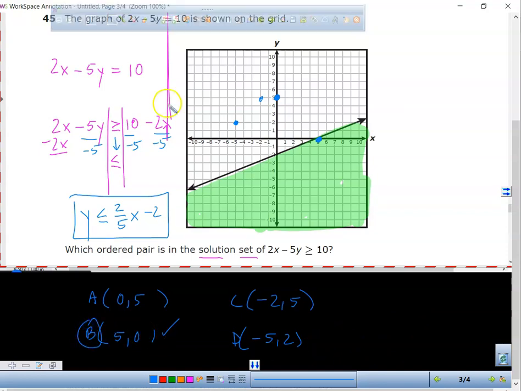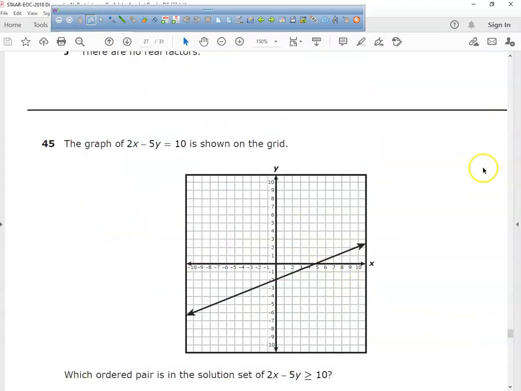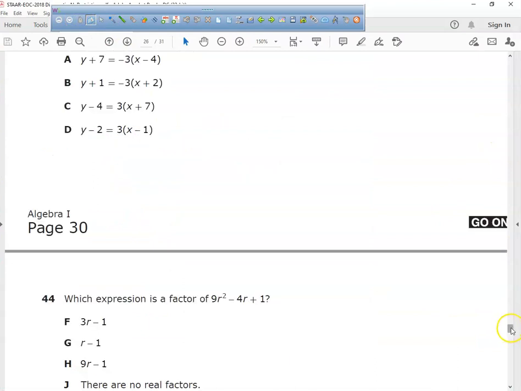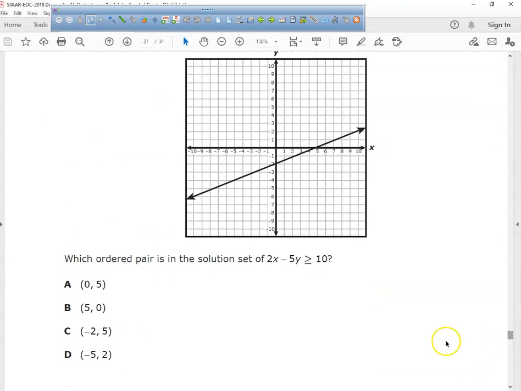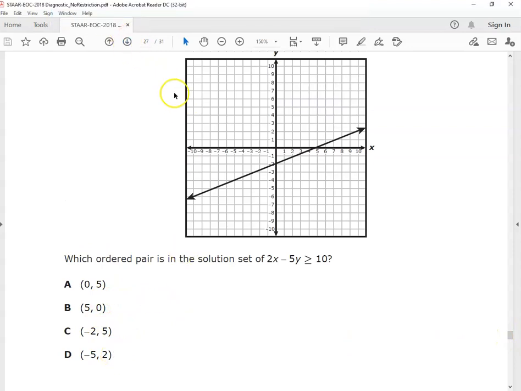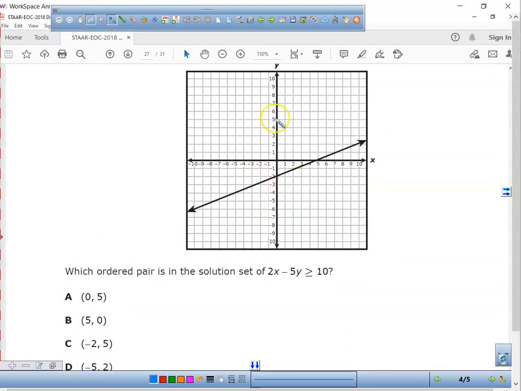Okay? Let's say for example you had no idea how to solve this. Okay? You had no idea. What's something that everybody should know what to do? Plot points. So if you think about it, just by plotting the points, you have a 0, 5, you have a 5, 0, you have a negative 2, 5, and you have a negative 5, 2. Tell me, what do you see?